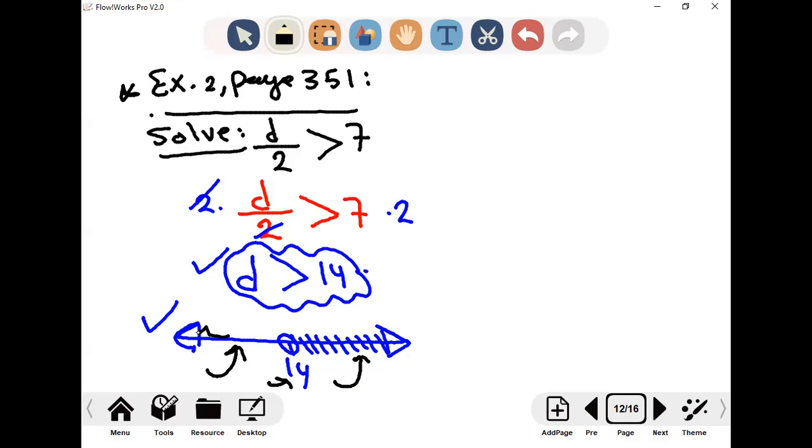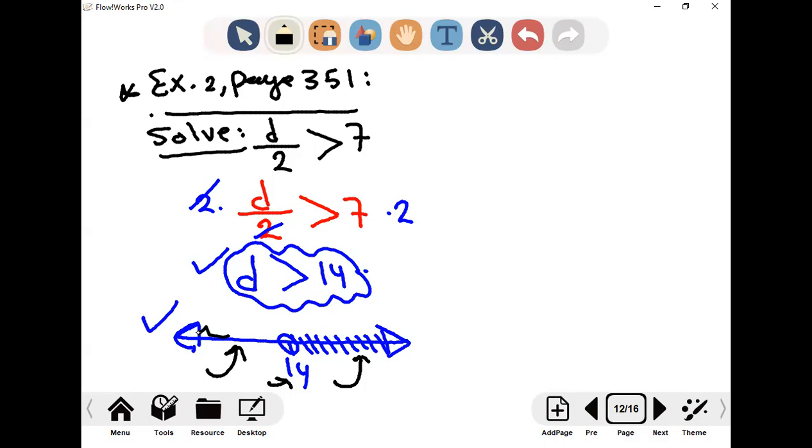Choose any number more than 14, but choose one you can divide, like 16. 16 divided by 2 is 8. 8 is more than 7. So any number here is a solution. The 14: 14 divided by 2 is 7. Is 7 more than 7? No. But if you have equal, then here will be closed, and the 14 belongs to the solution set. Got it?